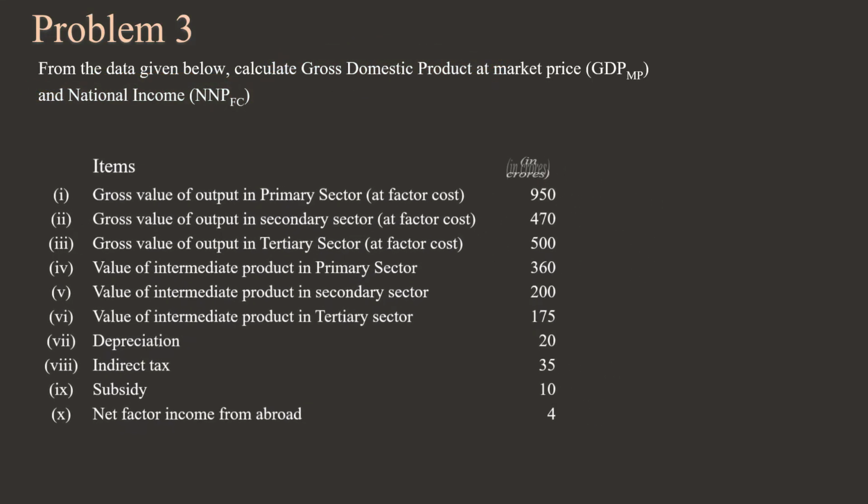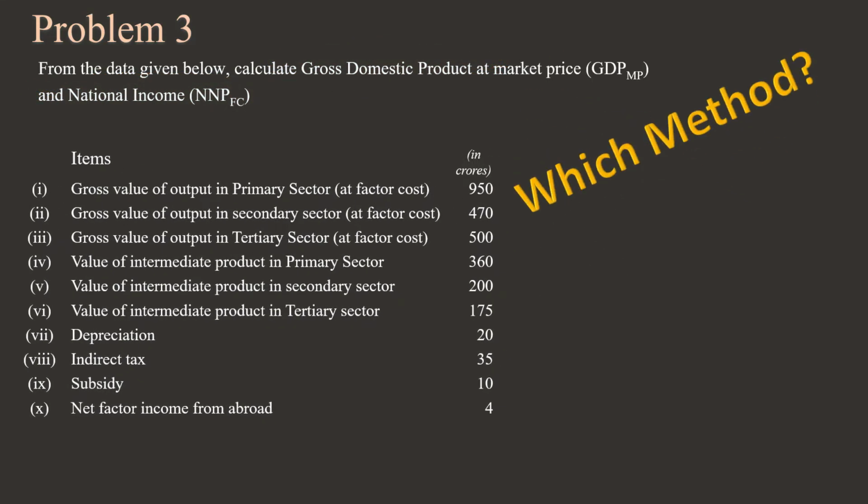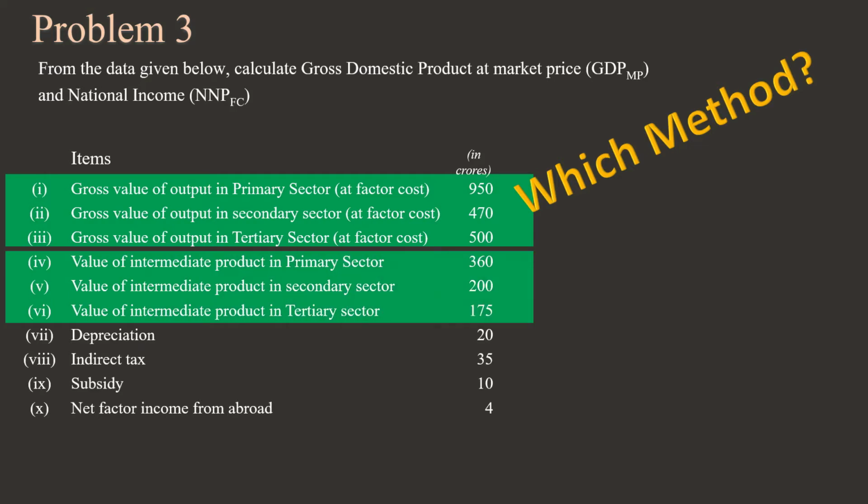Which method to use? There is no mention about it in the problem. Examine the items given in the problem and decide. There is information about value of output and intermediate consumption. Based on this, you shall decide. Output method is the right choice.